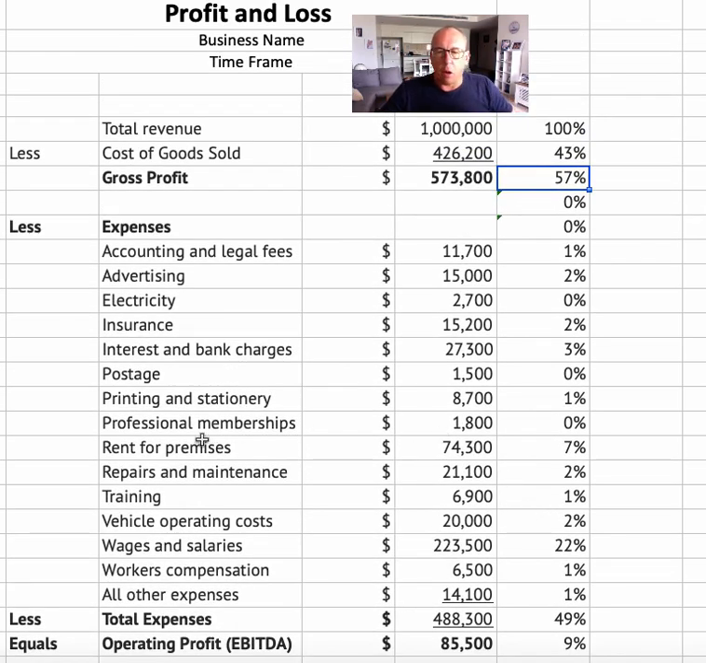I go into depth a lot more on some of my other online programs on how to work that all out. So there you go. That's how I do a quick assessment of a profit and loss.